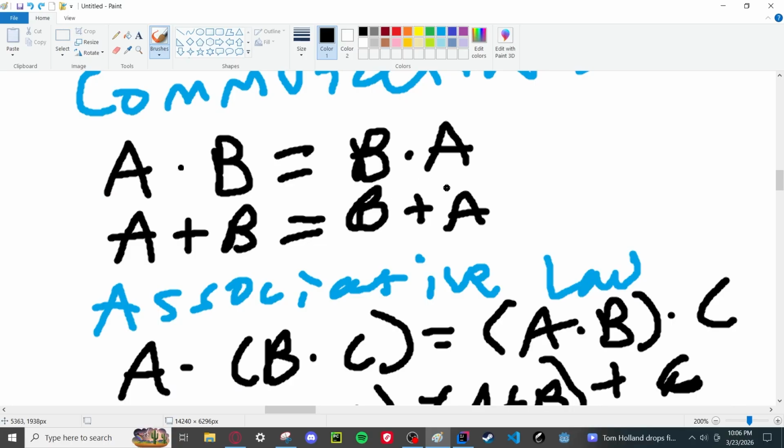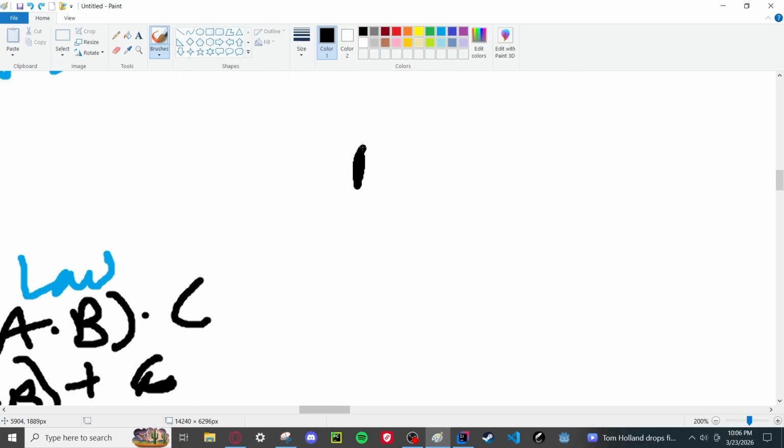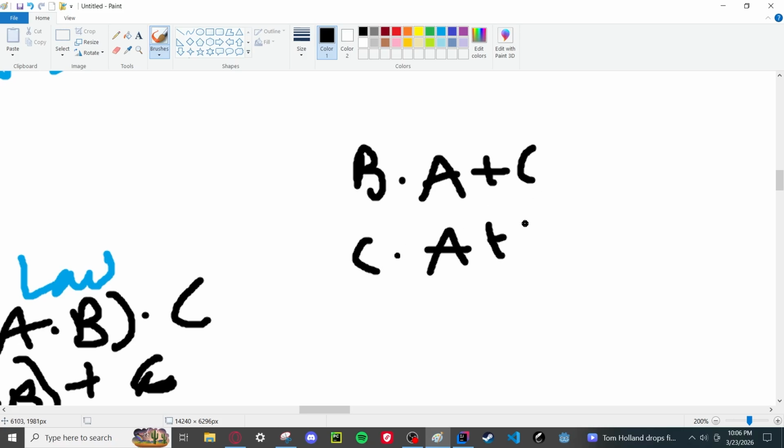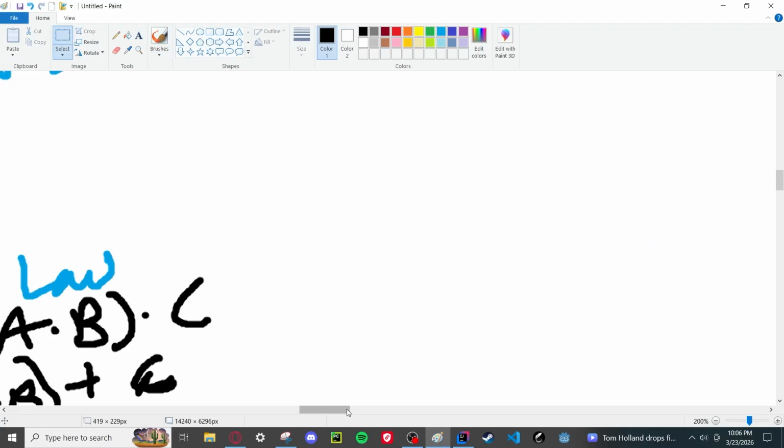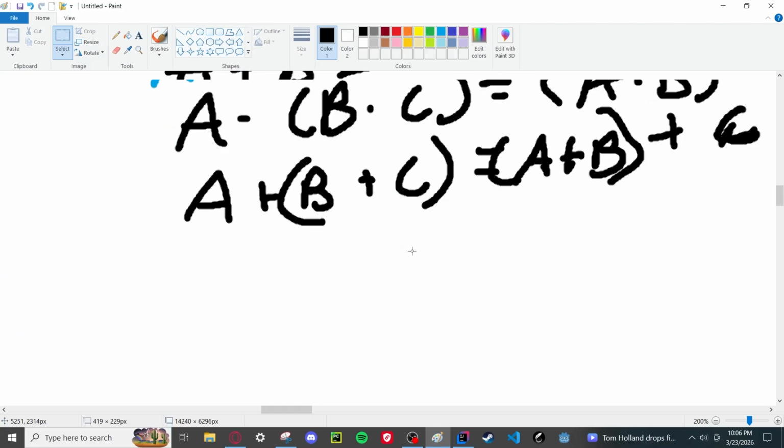Obviously, some things are not true, like if you have B times A plus C, you can't write C times A plus B and call it a day. You can't do that. That's illegal. I would know the commutative and associative laws. I think they're pretty self-explanatory, but it's pretty helpful when it comes to simplifying really big, weird-looking expressions. Moving on to the distributive law.